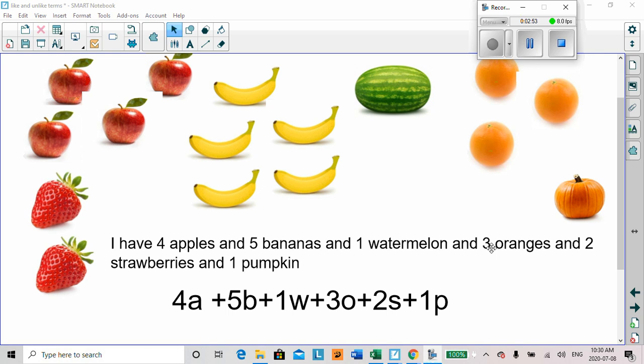I noticed a mistake in my counting when I was making my math expression: I only have 3 oranges. So I could write this as an expression saying that I have 4A plus 5B plus 1W plus 3O plus 2S plus 1P. So I have 6 different fruits, and I'm using a different variable to represent each one.